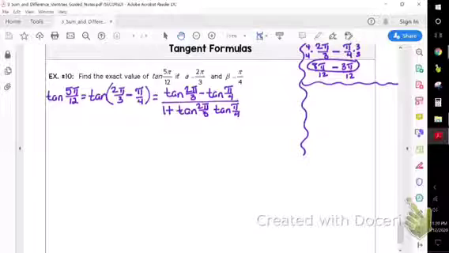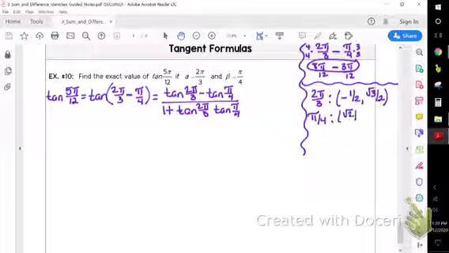Alright, well, we can see there we need to know about 2 pi over 3 and pi over 4. So 2 pi over 3 has an ordered pair of negative 1/2, square root of 3 over 2. It's on our unit circle. It's in quadrant 2. And pi over 4 has an ordered pair of the square root of 2 over 2, square root of 2 over 2.